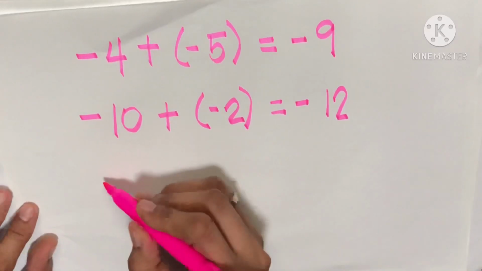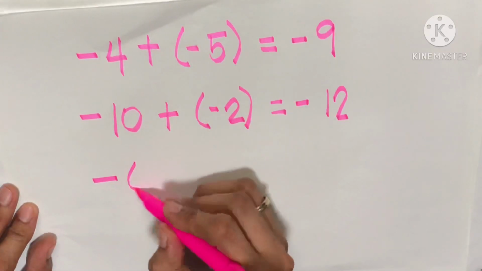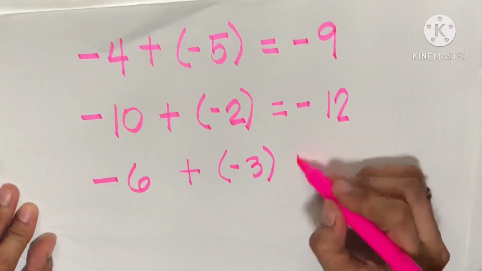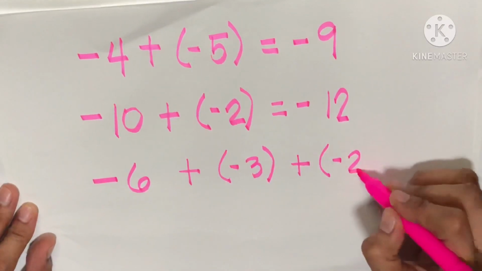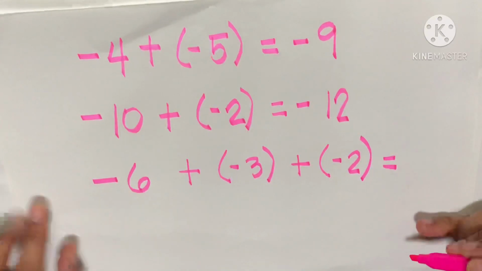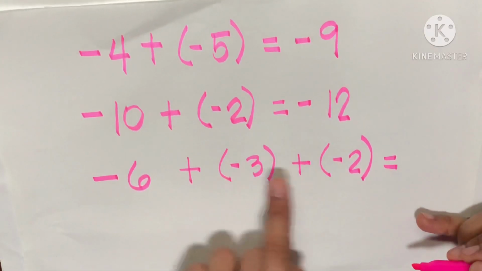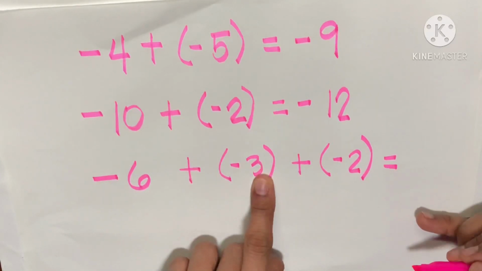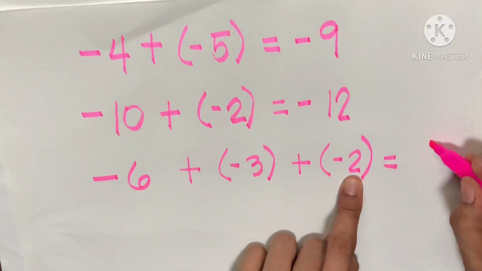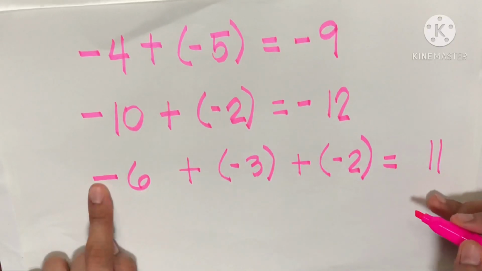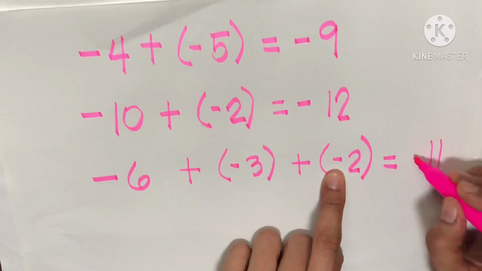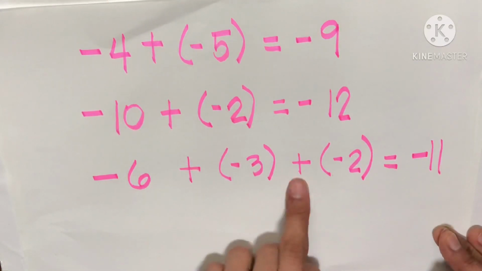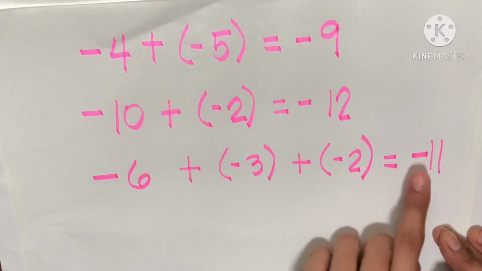Okay, and then we have here the last example, negative 6 plus negative 3 plus negative 2. So as you can see, we have negative signs. So we will just add 6 plus 3, 9, plus 2, 11. And copy the common sign, which is negative. So the answer for negative 6 plus negative 3 plus negative 2 is equal to negative 11.